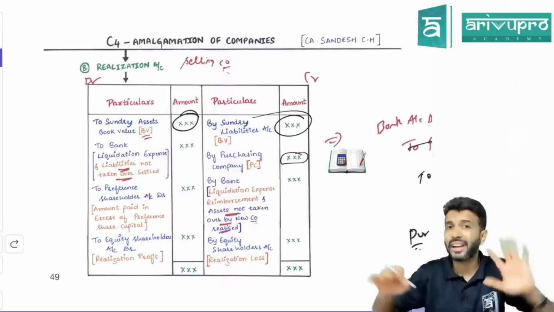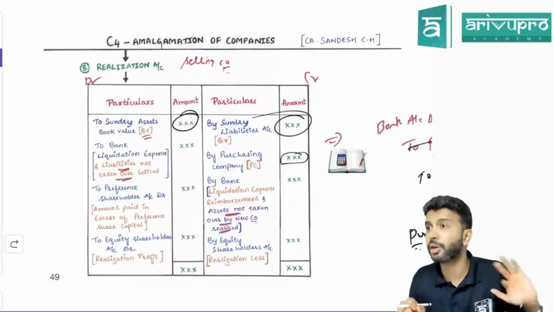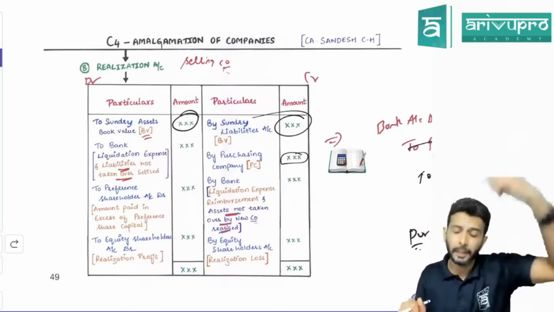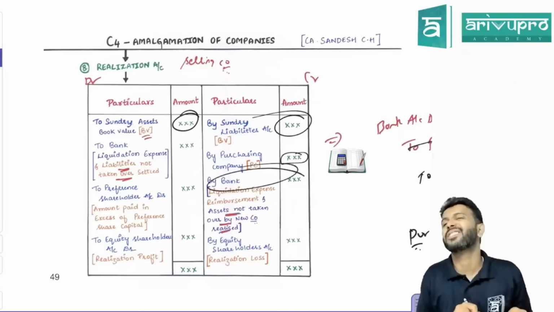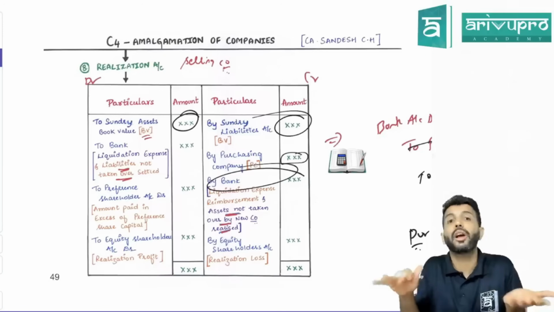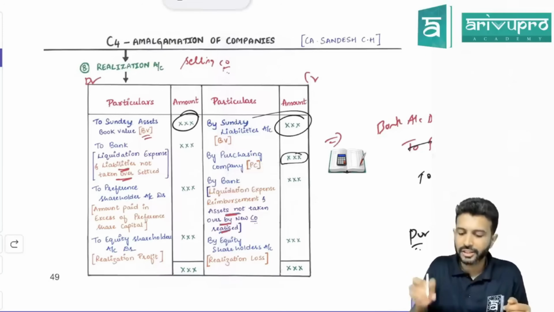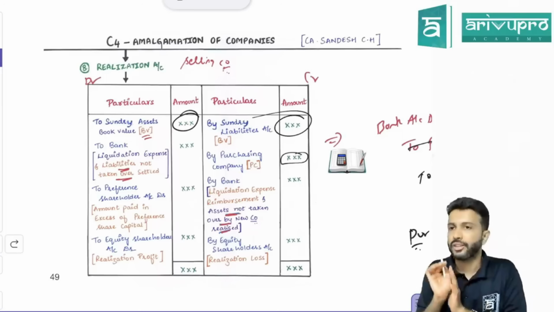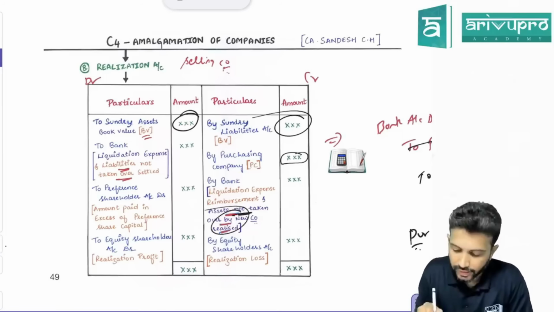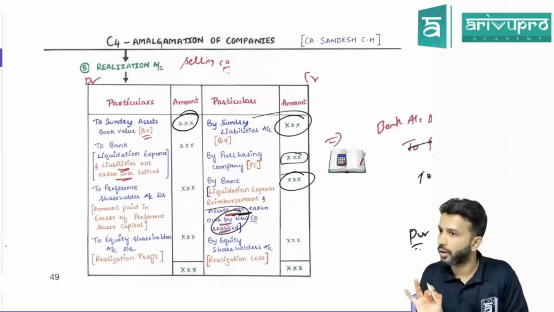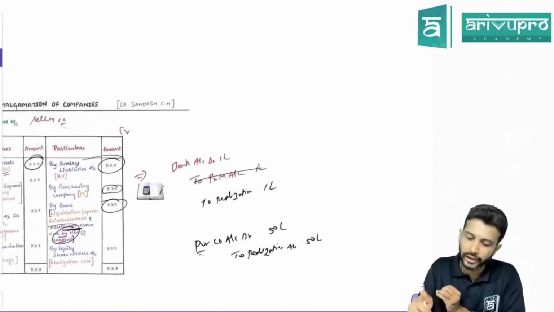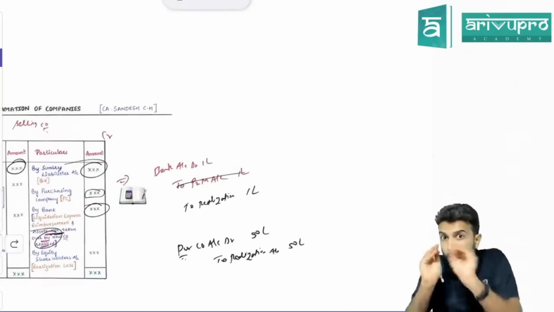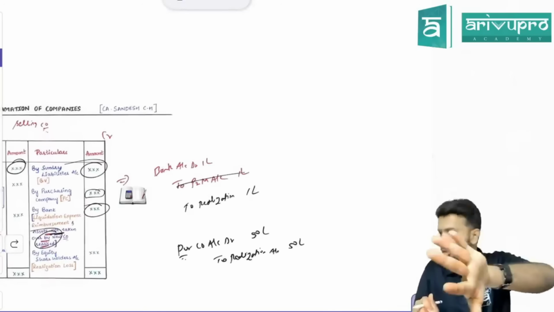Now when I sell this machine, I will not pass the journal entry bank account debit to plant and machinery. What entry will I pass? Bank account debit to realization account, because the machine ledger is already closed. So the journal entry is bank account debit to realization account. This is for the assets not taken over. Understood? Okay. For assets not taken over, you will get this entry. This entry will come only for those assets which are not taken over.